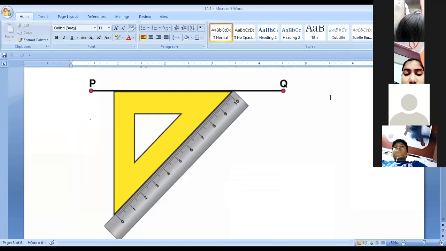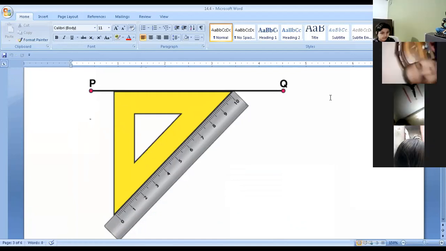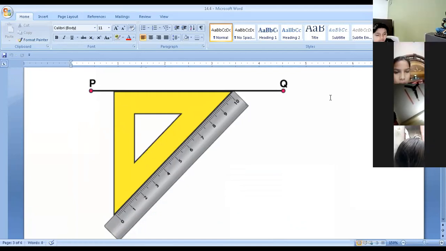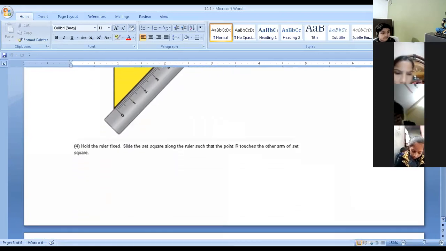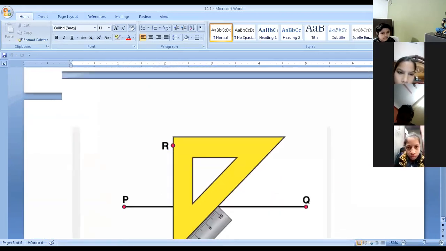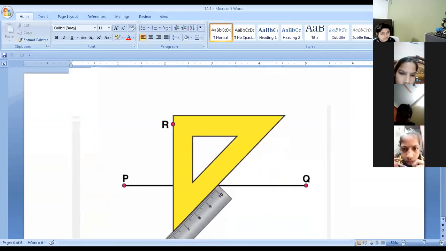Place your ruler with the set square. You have to keep it like this, in this position. Now you have to hold your ruler from one hand. You have to hold it properly. Your ruler should not move, but your set square will be slid upwards to R point.